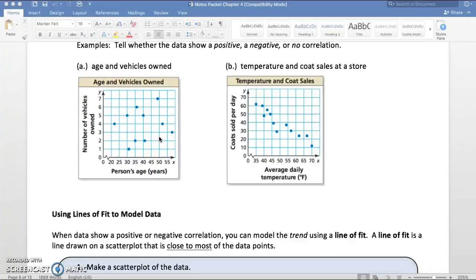So that would be a no correlation graph because there's no trend. As you get older, you own more cars, or as you get older, you own less cars. It's just kind of randomly scattered. That's a no correlation or no relationship trend.